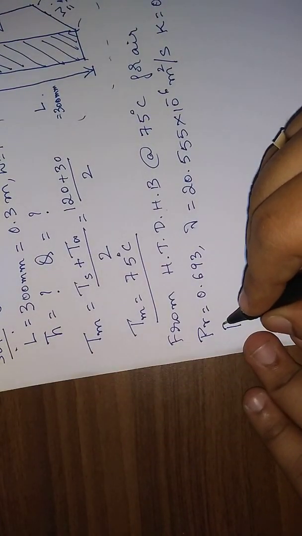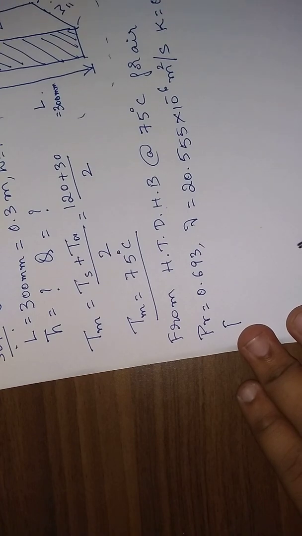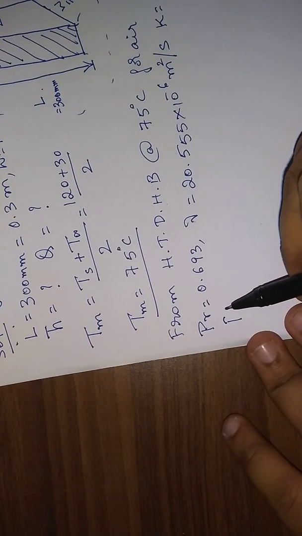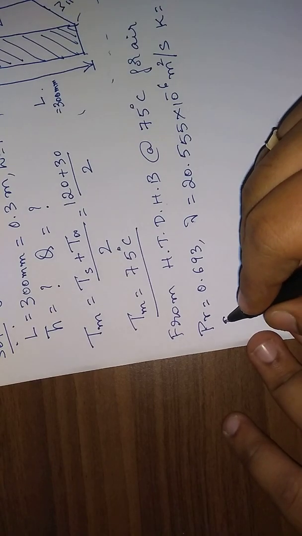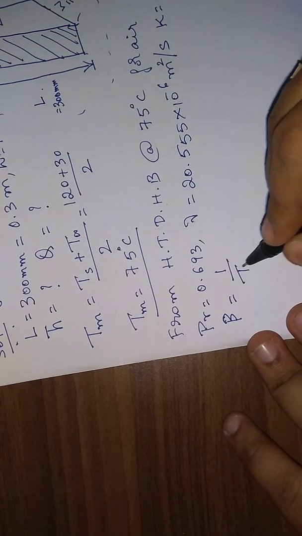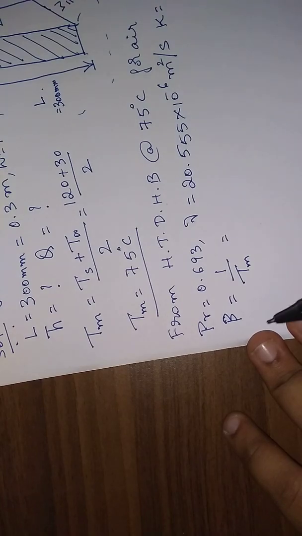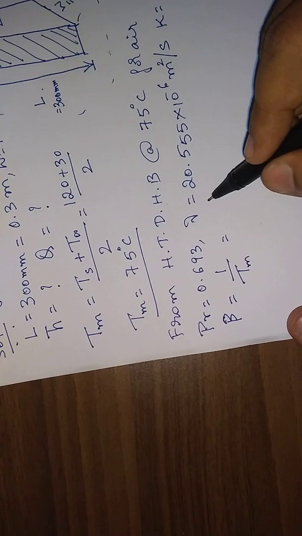Then your beta, we have to find out the beta here. I already have told you beta is a very important parameter that we need to find out when it comes to free convection. It is the volume expansion coefficient. So beta is equal to what? It is 1 by Tm. Be very careful, and already I have told you beta should be in terms of Kelvin. It is per Kelvin.